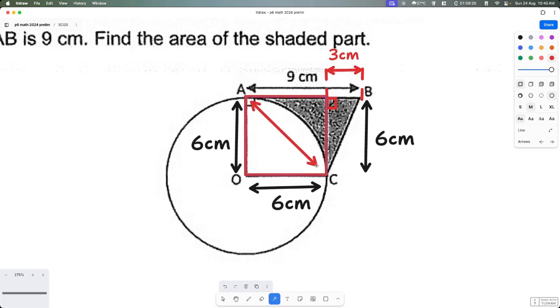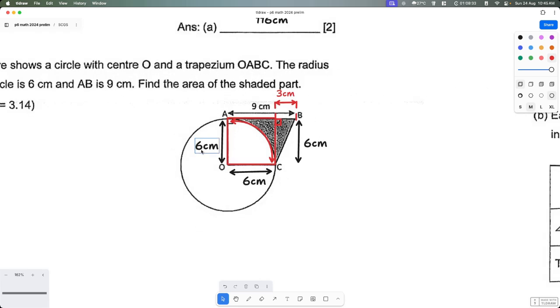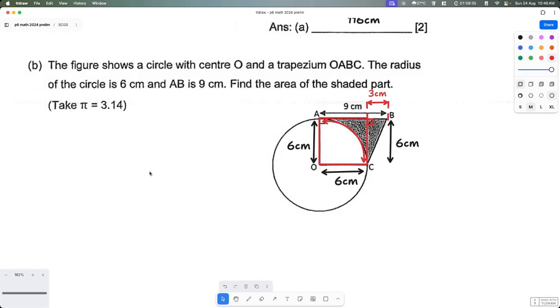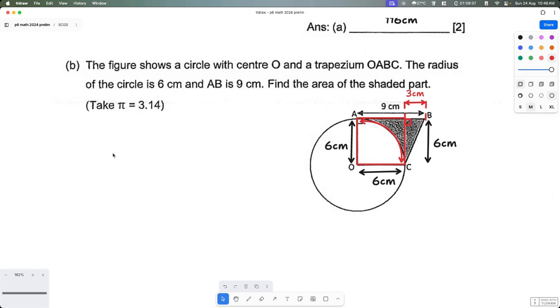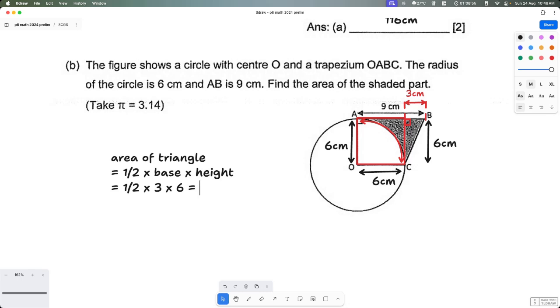So for this quadrant over here, we just subtract it and then we will get the answer. Okay, so that is basically how we get the area. So let's do the area of the triangle. The area of a triangle is half times base times height, which is half times base 3 times height 6. This will be 9 centimeters squared.